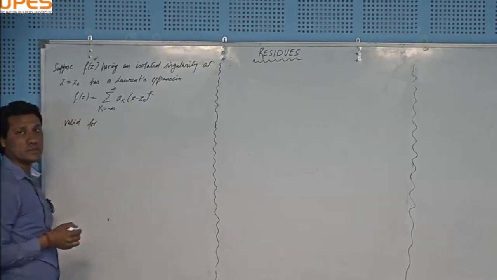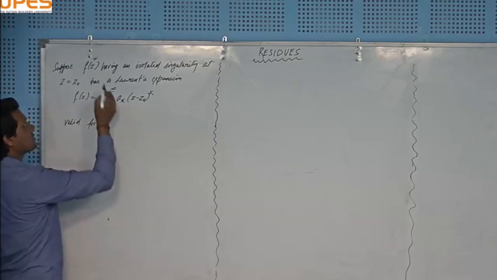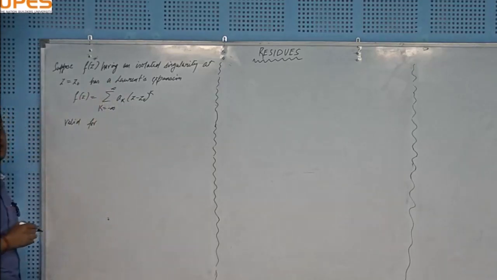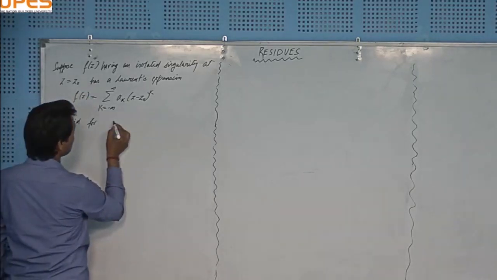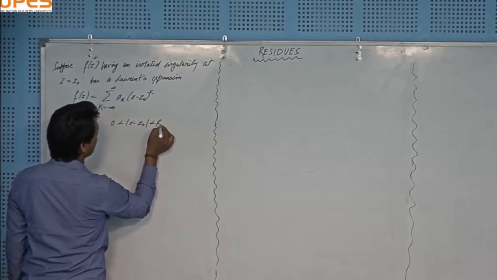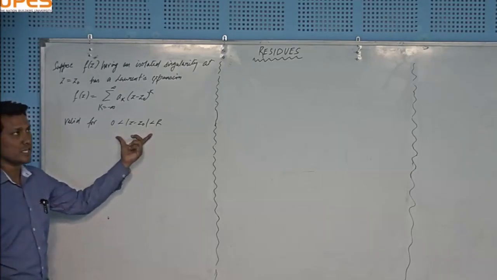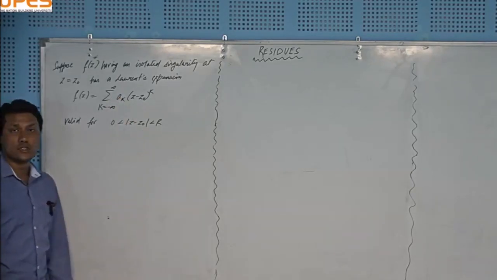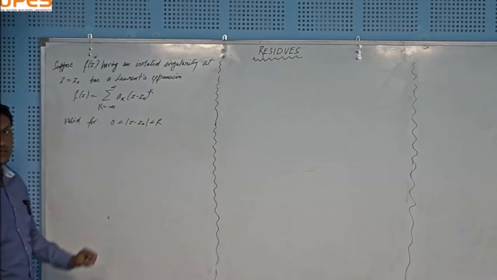some punctured domain, right? And since this series is centered at z naught, and we are saying that z naught is the singularity of this complex valued function, its domain of convergence should be like this, capital R, where R is the bigger radius, right? This is called the annular region inside which this Laurent series converges, right? So we'll start with this Laurent expansion, right?